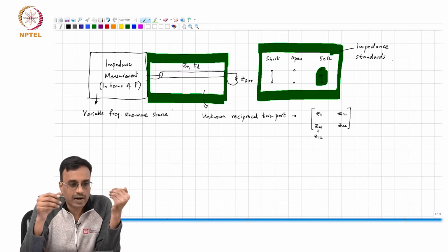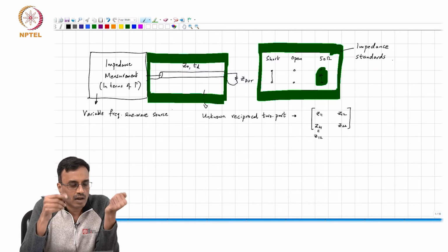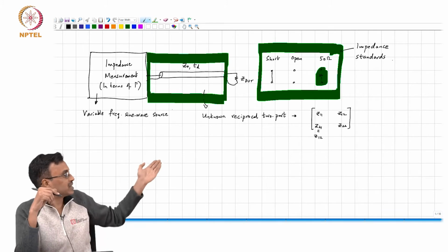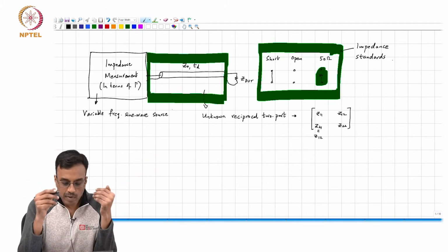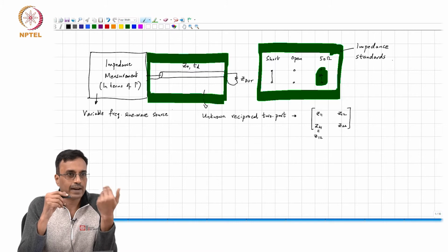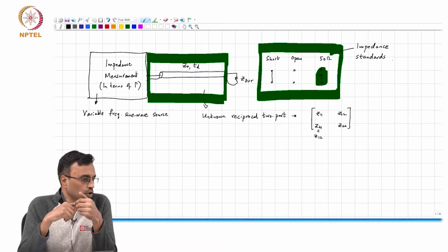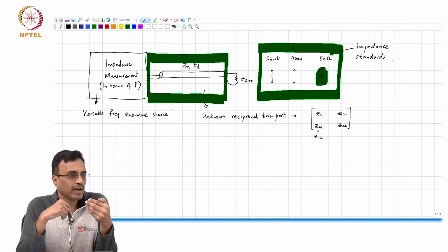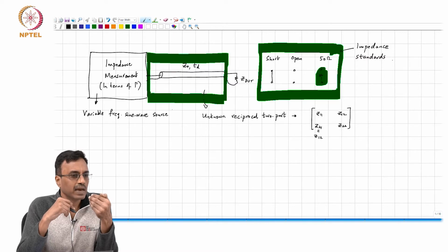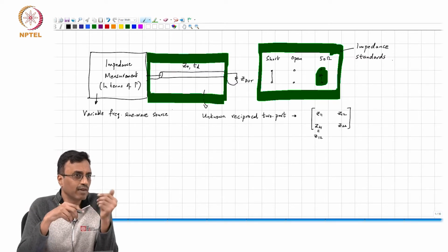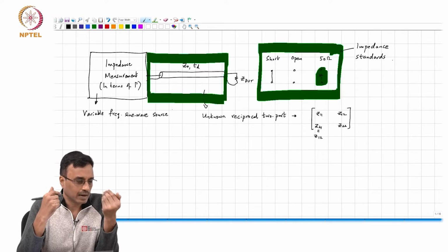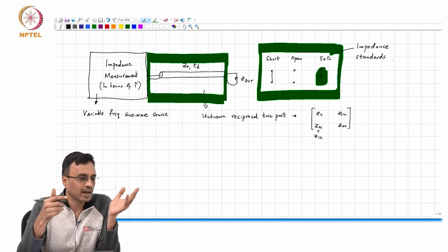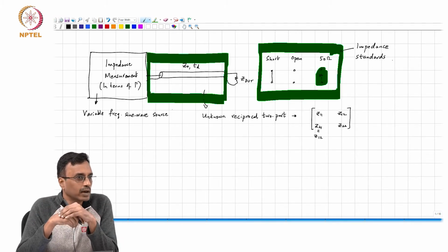Once you are able to separate out the forward and the backward wave, you can measure the phase of each of these relative to a standard. For example, remember that gamma is a complex quantity, so it has both magnitude and phase. So you want to measure the phase of the reflected wave in relation to the phase of the incident wave. It is not merely enough to measure the power of the reflected wave, you also need to measure its phase, right? And there is some sophisticated electronics inside which enables you to do this accurately.